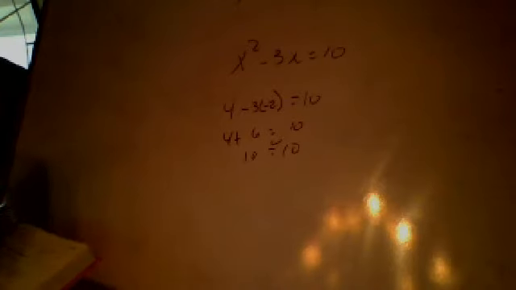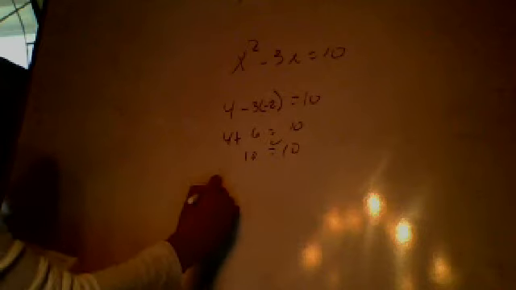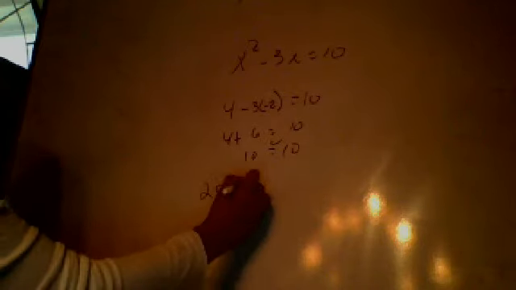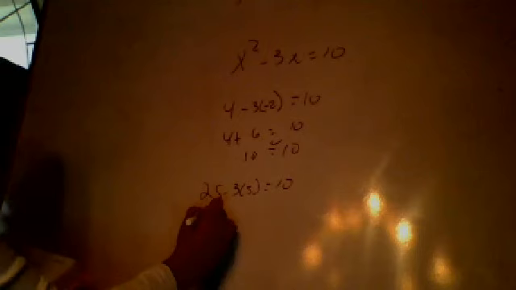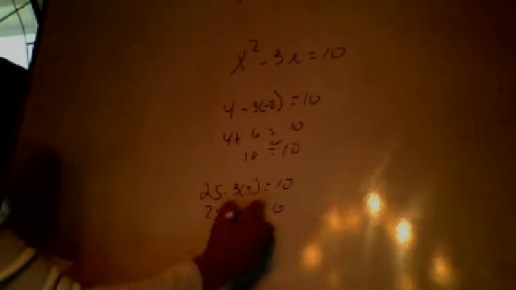Let's try and see if 5 is a root, +5. So we've got 25 minus 3 times 5 equals 10. 25 minus 15 equals 10. And 10 equals 10. So that is also true. So both -2 and 5 are roots of this equation here.